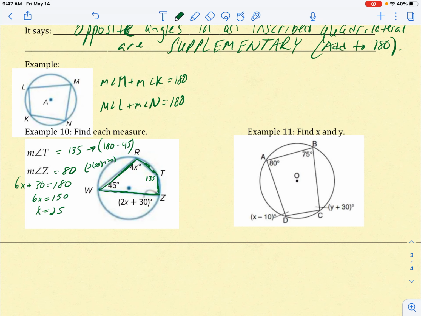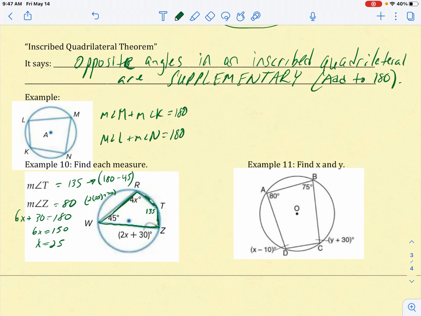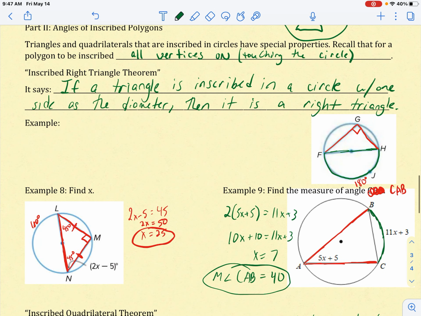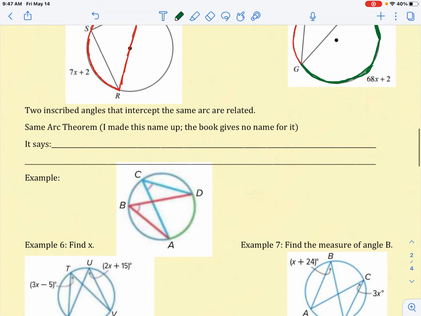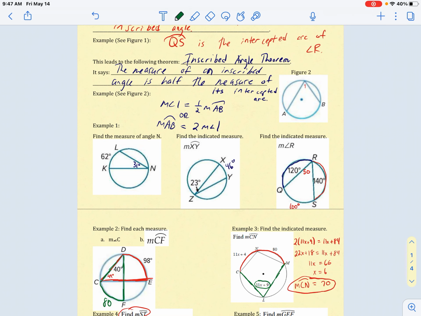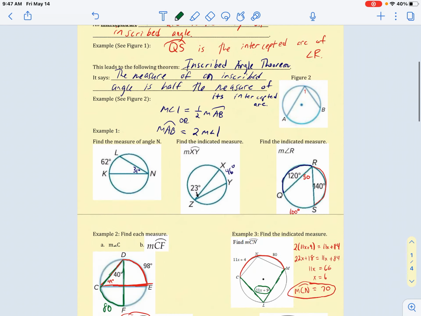So again, the three big takeaways here: opposite angles in an inscribed quadrilateral are supplementary. A triangle that's inscribed in a circle with one side as the diameter is a right triangle. And the measure of an arc is double the measure of the inscribed angle, or the measure of the inscribed angle is half of the arc measure, okay?